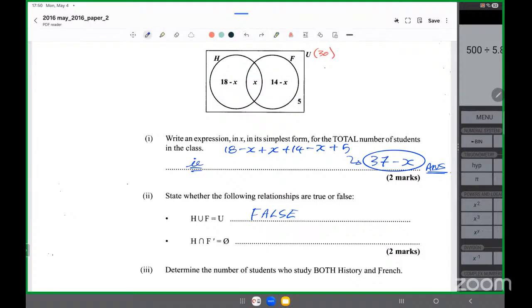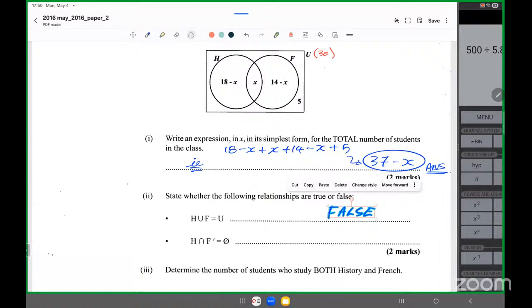Next one. What does this mean? H intersect F complement. You know what this means? This means inside H, but at the same time outside of F. So it means H only. And let me write out what each of these mean.